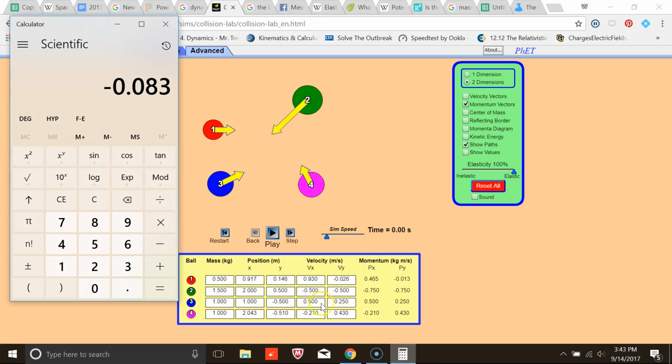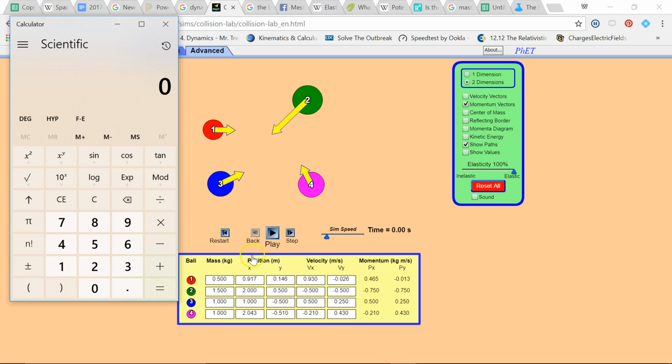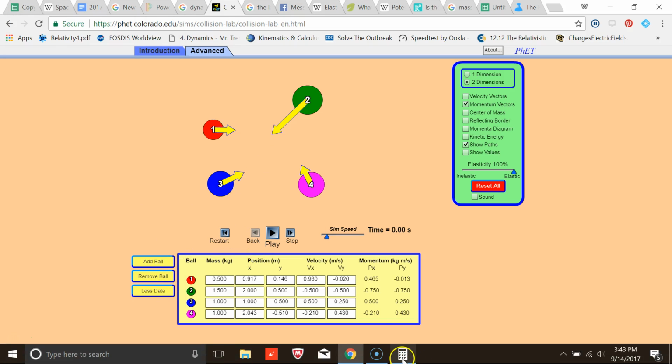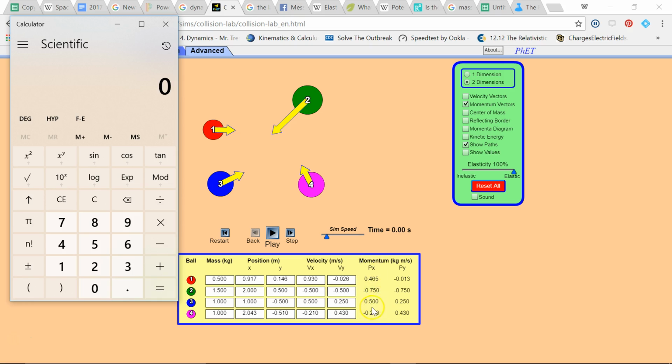So let me get my calculator up here, and let's add up at our beginning. We're all the way back at restart. Let's add up all the momentum in x. This is p sub x, that means momentum in the x direction. The x part of all of these arrows, we're going to add them up. So it's 0.465 minus 0.750 plus 0.5 minus 0.210 equals. I just added up everything right here, and I got 0.005. So in our x direction, our total momentum before the collision is 0.005.